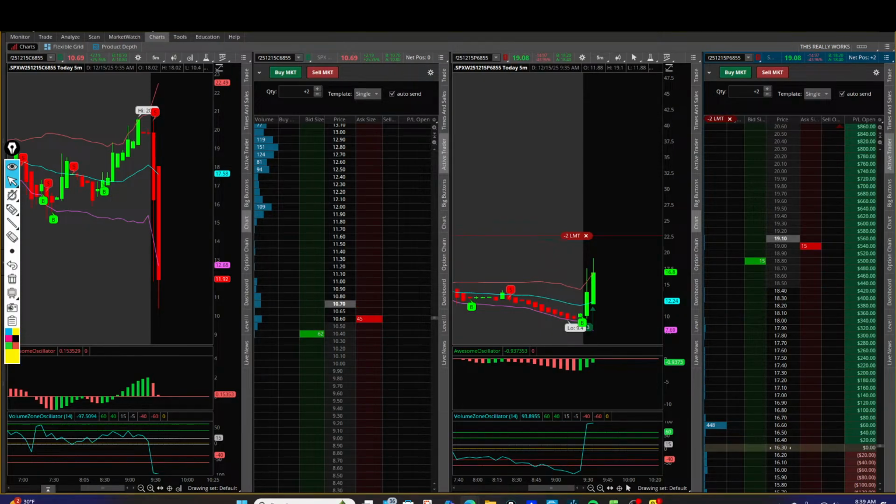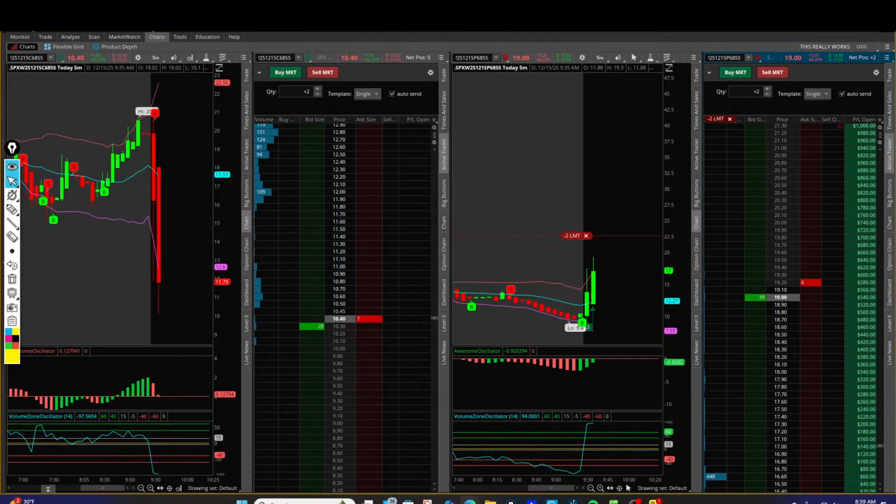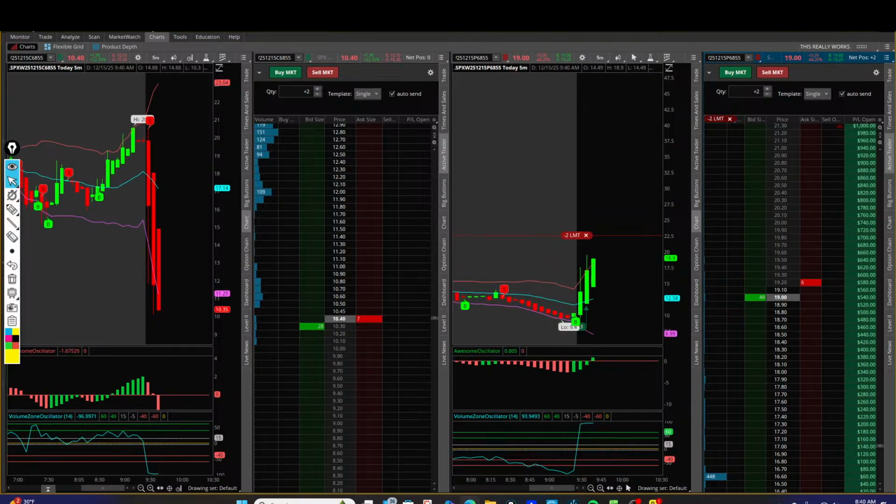Okay, that sell signal on the puts has gone away, so has the buy signal on the calls. And now we're in positive territory. We're up $560 so far. And we're getting a new candle in 1 second. There it goes.